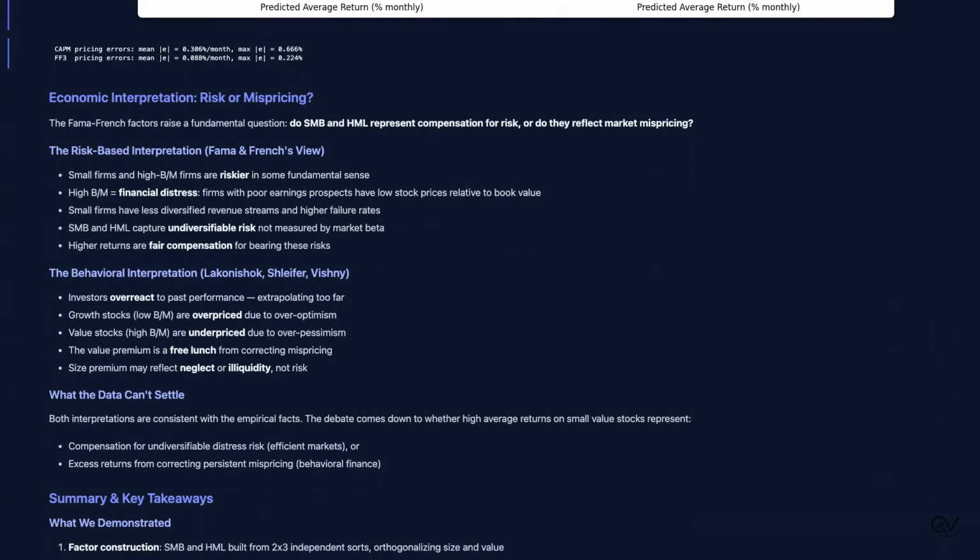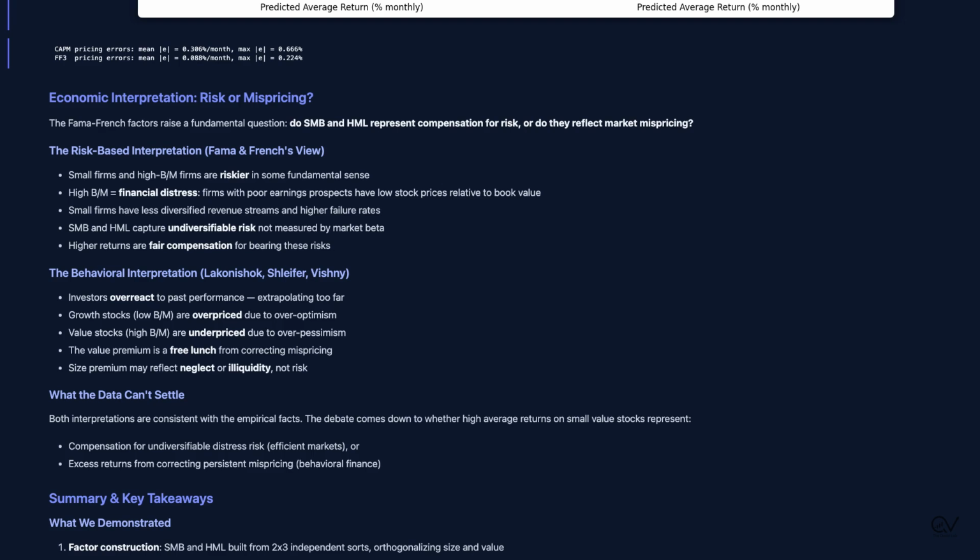This brings us to the most debated question in asset pricing. Are the Fama French factors capturing risk or mispricing? Fama and French argue the risk interpretation. High book-to-market stocks are firms in financial distress. Their stock prices are low relative to book value precisely because the market recognizes they are risky. The higher returns are fair compensation for bearing that distress risk. Small firms are riskier because they have less diversified revenue and higher failure rates.